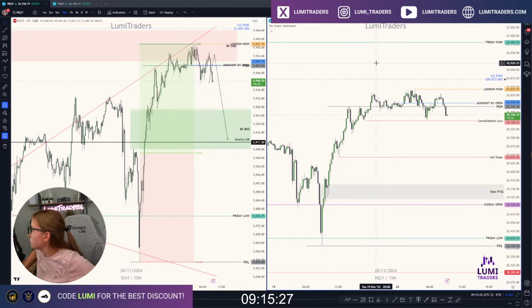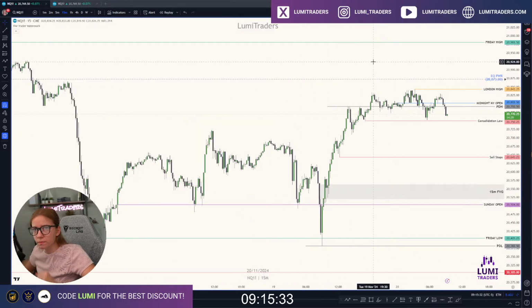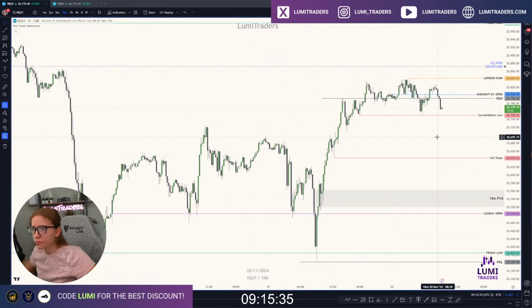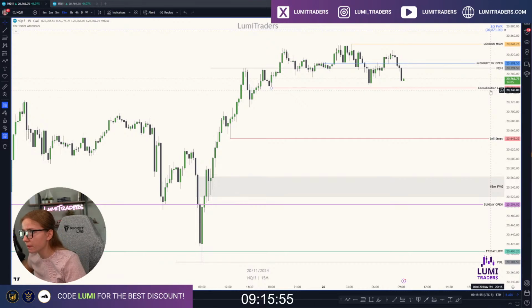Going back to the NQ chart, because pretty much it is the consolidation from yesterday from 6 p.m. My first point of interest is going to be this consolidation low, then I will keep my eyes on this sell side liquidity. But first I would like to consider this level as a possible point of reversal.